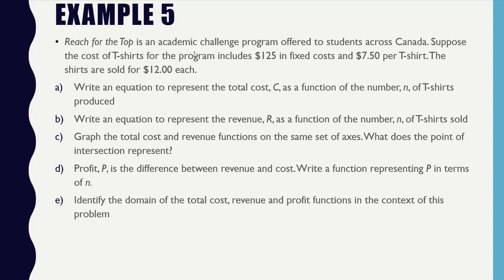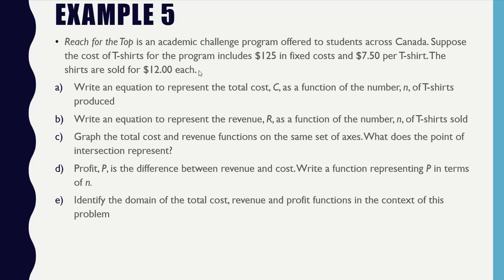So Reach for the Top is an academic challenge program offered to students across Canada. Suppose the cost of t-shirts for the program includes $125 in fixed costs and $7.50 per t-shirt. The shirts are sold for $12 each. So write an equation to represent the total cost, C, as a function of the number of t-shirts, N, produced.